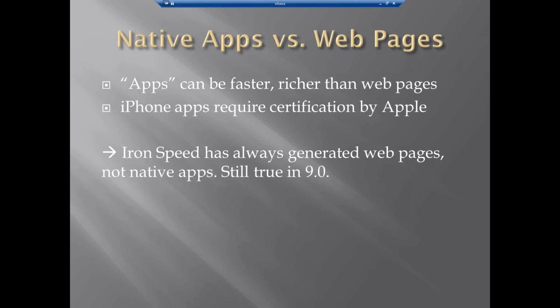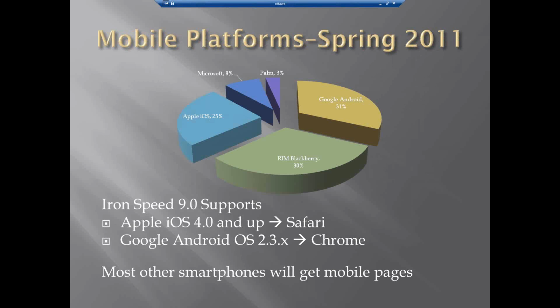And you might be curious about native apps that you've heard about on mobile devices. That's not what we're doing here in 9.0. Iron Speed has always generated web pages for your application. So we're generating web pages that run on your Safari, your Android browser. We've found that if you want to get an application certified by Apple, that's a pretty involved process. It's not a 2-minute application generation process like we do in Iron Speed. In terms of the platforms that we've been looking at, the two we picked to emphasize the most were Apple iOS and Google Android, that they really have been the market leaders for web browsing on smartphones.